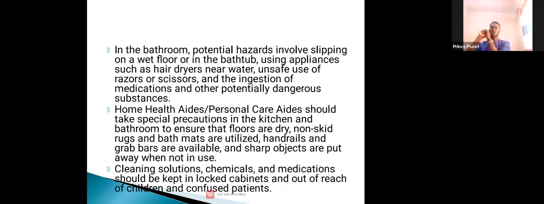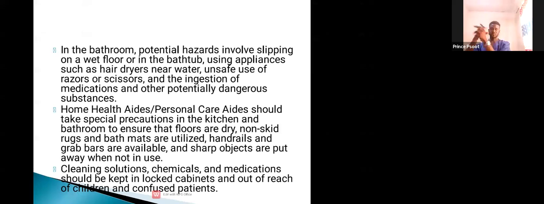So, cleaning solutions like chemicals and medications should be kept in locked cabinets and out of the reach of children and patients that are confused.